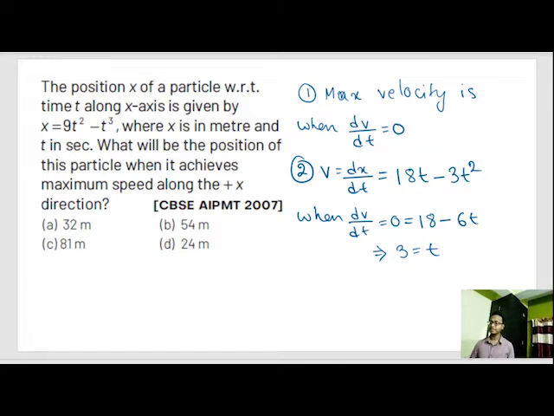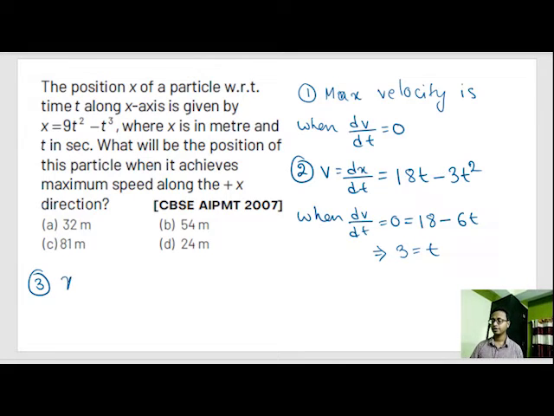So at t equals 3 seconds, we will get the maximum velocity. So what will be the position of this particle when it achieves maximum speed along the x direction? That means the question is asking to find the position at time t equals 3. It just twisted the question: at time t equals 3, the particle will obtain maximum velocity.